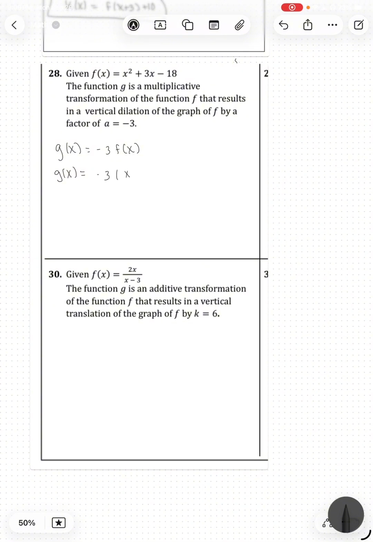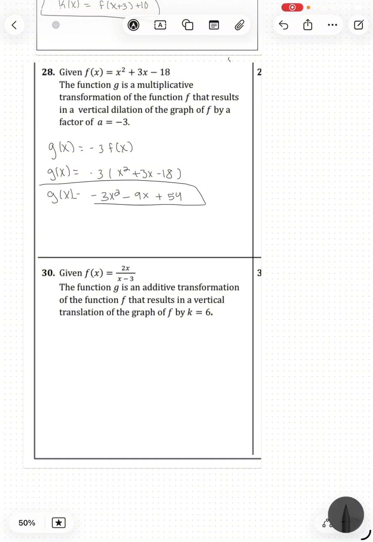So in reality, we're plugging in x squared plus 3x minus 18, which gives us -3x squared minus 9x plus 54. Oops, this is what it's giving. And then we know our domain, if we were to be asked for it, would be negative infinity to positive infinity due to our equation being a parabola.